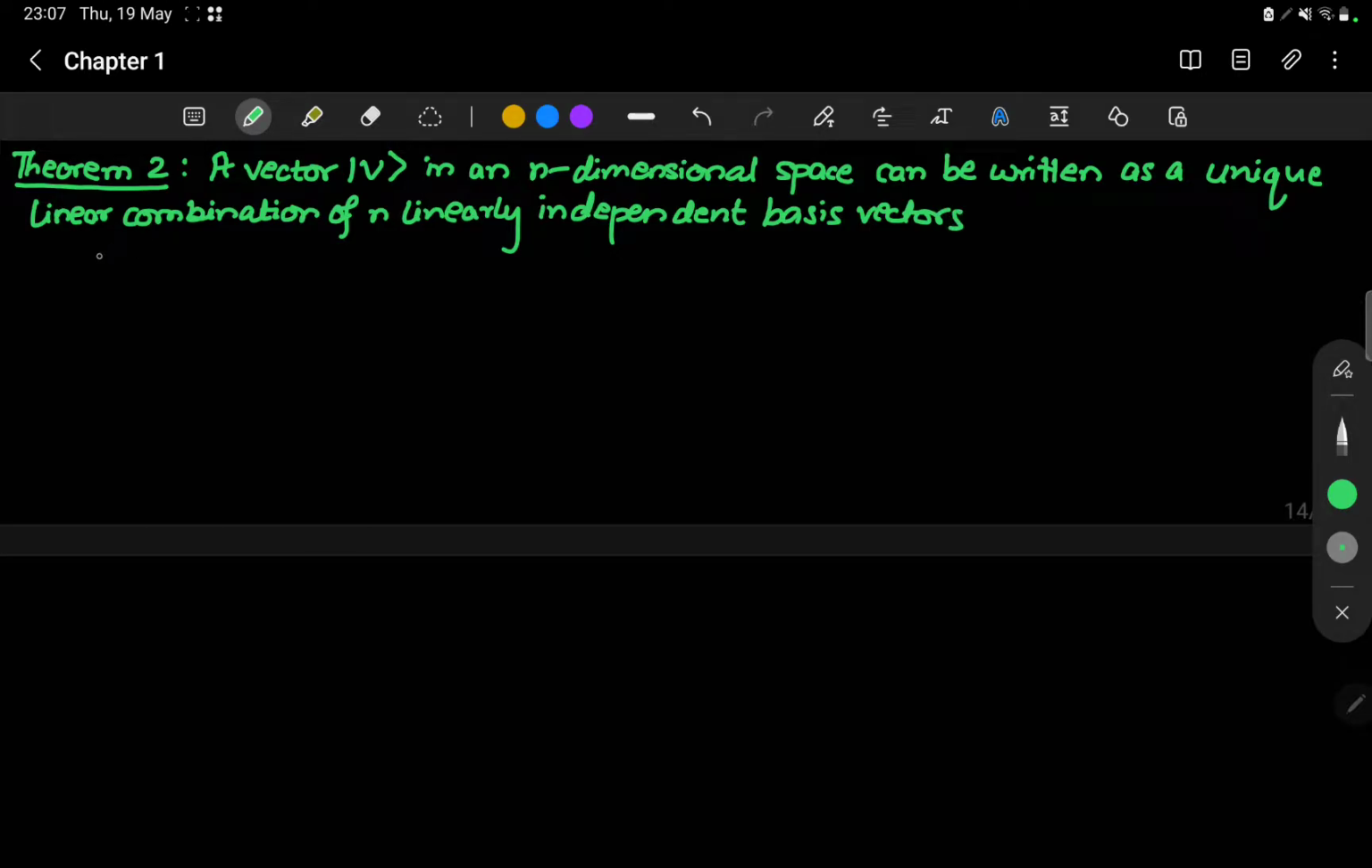This can be written in the following expression. So we have the vector v. This is being written as a linear combination of the n basis vectors. So the basis vectors here are given by this ket i, v is our given vector, n is the dimensionality of the space, and vi are the components of the vector along the basis directions.